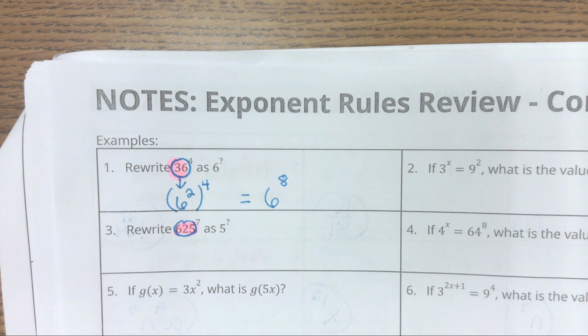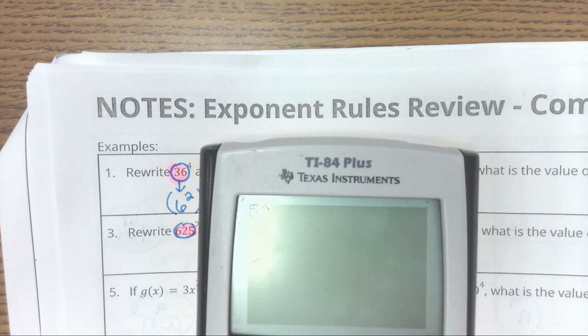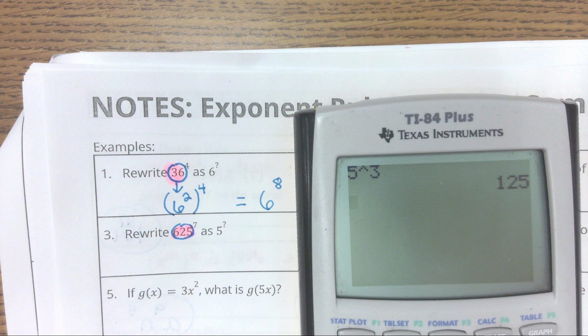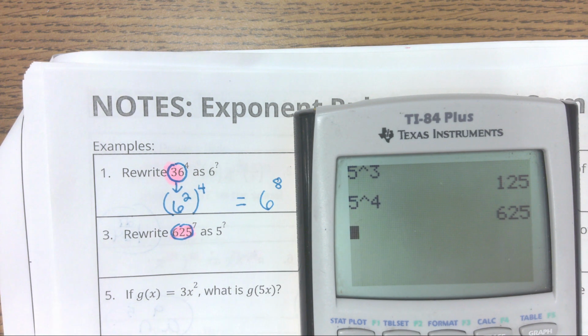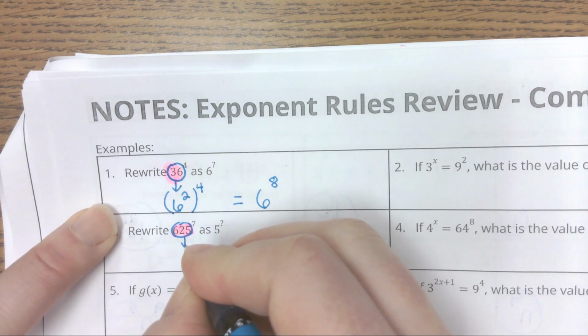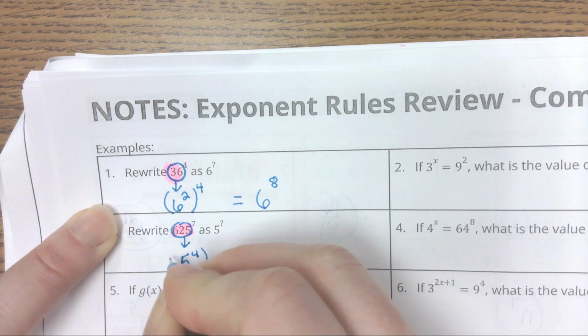I don't like the glare on that. All right. This is what I'm using, the caret key. So I'm like, okay, 5 to the 3rd. Nope, that's 125. 5 to the 4th. Yep, okay. So let's take out the 625, and we're going to rewrite it as 5 to the 4th. Put it in a parentheses.